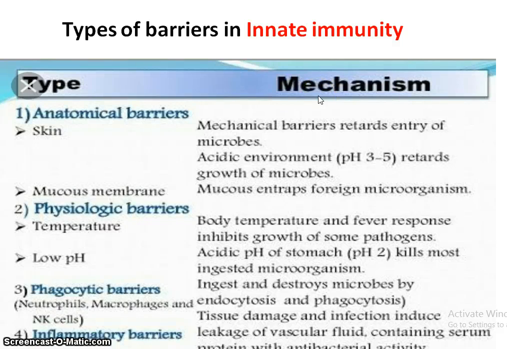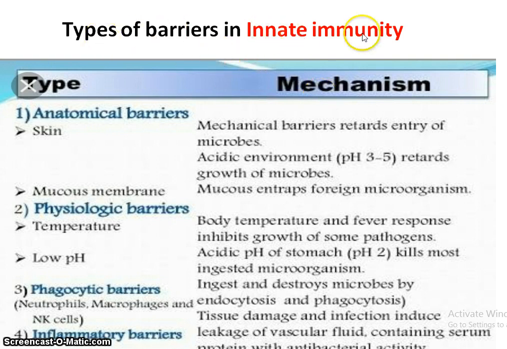Hello students, in the last lecture we studied health, immunity and the types of immunity. We studied that there are two types of immunity, innate immunity and acquired immunity. In this lecture we are going to study the details of innate immunity and acquired immunity. First we will study innate immunity.